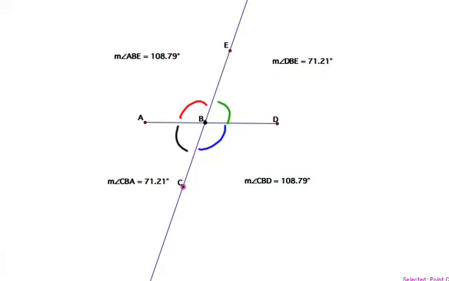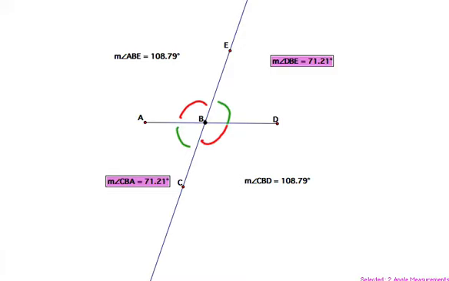Now, if we look closely at the measurements of those angles, which I have in each corner here, you notice that ABE's measurement and CBD's measurement are the same, okay? So I'm going to go ahead and make those two the same color angle, make them both red. Then if you also look closely, you notice that DBE and CBA are also the same. So I'm also going to make them the same color, make them both green, okay?